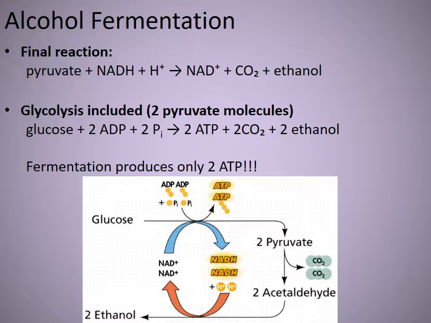Final reaction here. Okay, glycolysis included. Remember, as a result of glycolysis, 2 pyruvate molecules are produced. All right. Again, only 2 ATP are produced as a result of ethanol fermentation.